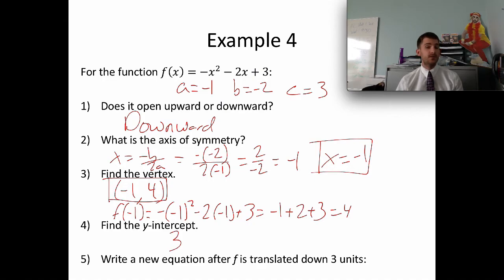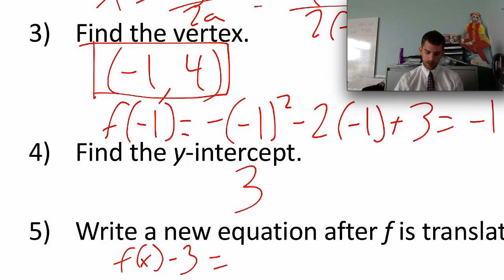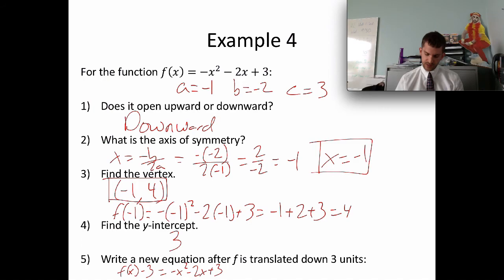Now it says, write a new equation after f has been translated down 3 units. So f of x getting translated down 3 units, we're just going to subtract 3 from the end. So we're going to do negative x squared minus 2x plus 3. And we're shifting it down 3 units. That means we're going to subtract 3. Again, down 3 units. We're going to subtract 3 from the end.